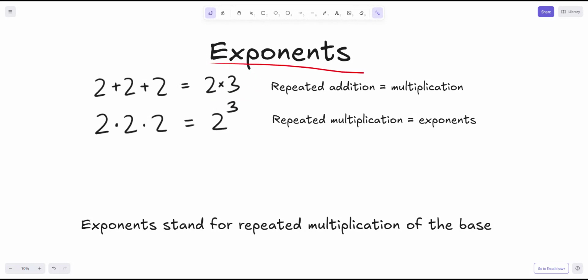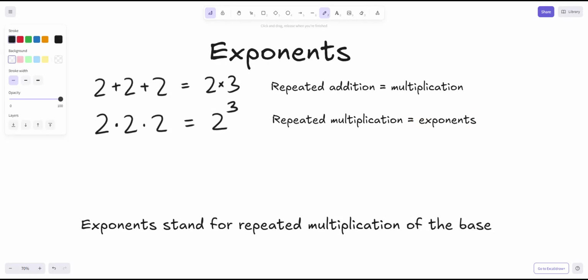Now exponents, that's actually repeated multiplication, right? 2 times 2 times 2. We can use exponents to write that as a shorthand. So that would be 2 to the third power. So repeated multiplication is what exponents show us.